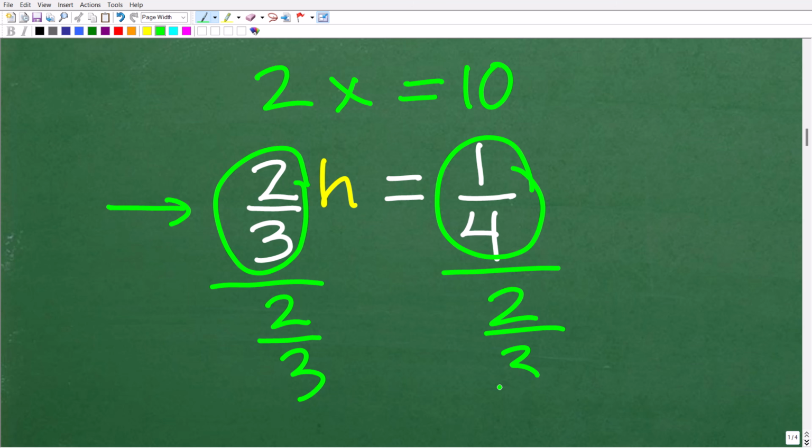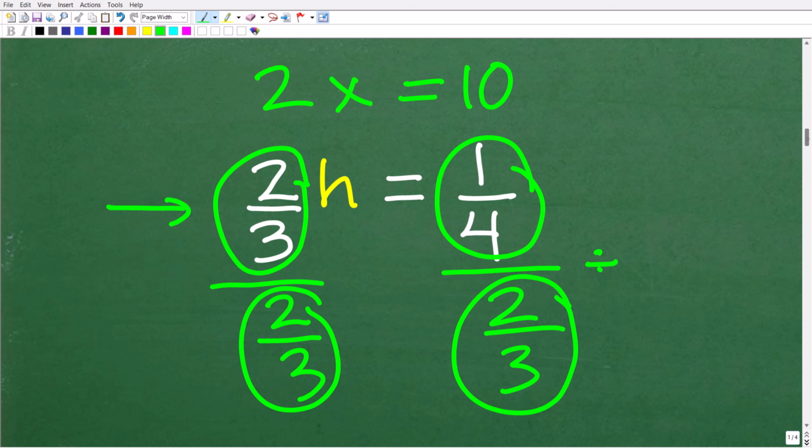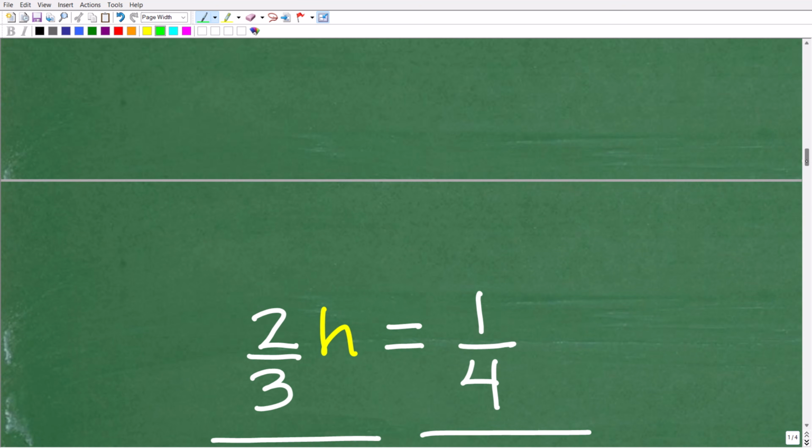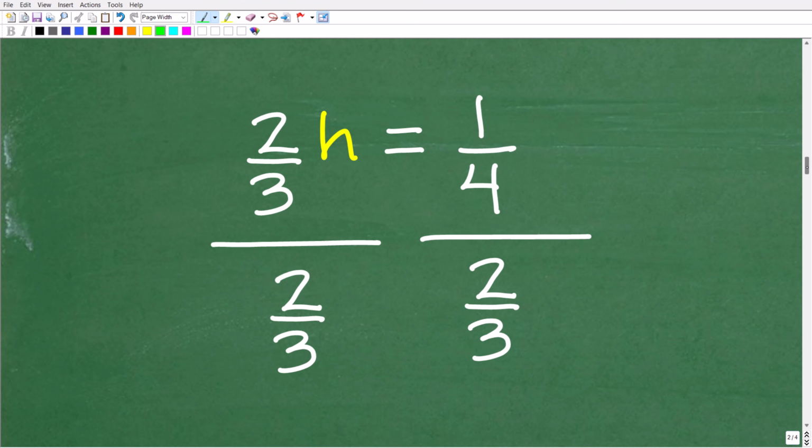Okay, so we can actually take this step and get the correct solution for h. Because 2 thirds divided by 2 thirds, anything divided by itself, is 1. So this is the step that we need to take. So h is going to be equal to 1/4 divided by 2 thirds. So let's go ahead and work on these complex fractions. So this is the step that you can take.